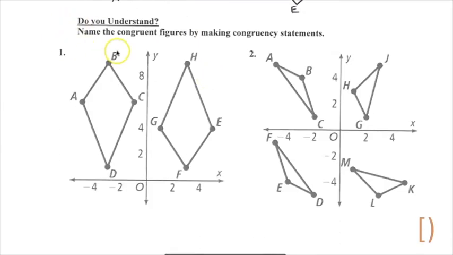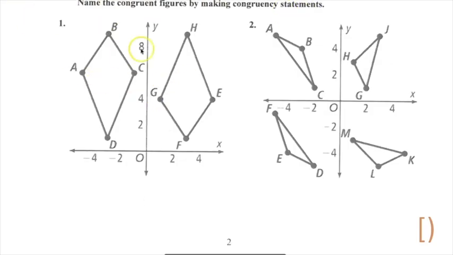And finally, let's do a little check. Do we understand? Name the congruent figures by making the congruent statement. The first figures here are kites. And if I want to say the congruent, it's going to be A, B, C, D. You can start anywhere. We'll say start at A, B, C, D. And since it looks like it got rotated, A would go with E. E, F, G, H. A, B, C, D is congruent to E, F, G, H.